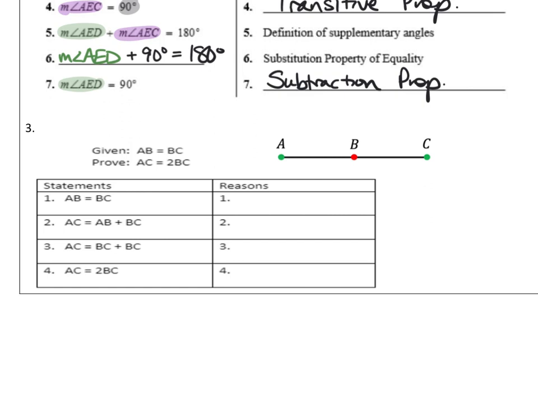Our last proof is a segment. This time we were given, if we color code, that AB is equal to BC, and we want to prove that AC is equal to 2 BCs. Okay, they've given us all the statements on this one. We just need to do the reasons. So the very first thing is AB equal to BC. What's the reason we're allowed to say that? Thank you. Given always starts off my proofs. Check, done.